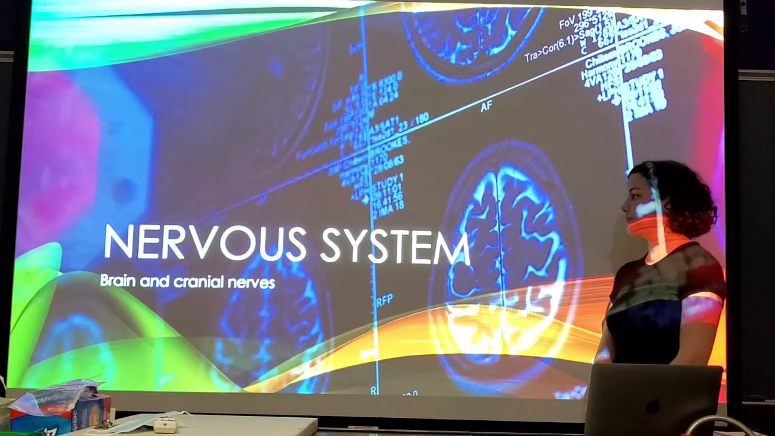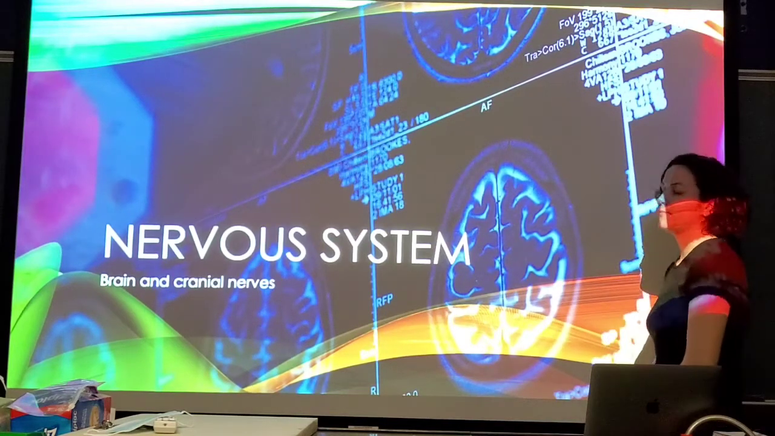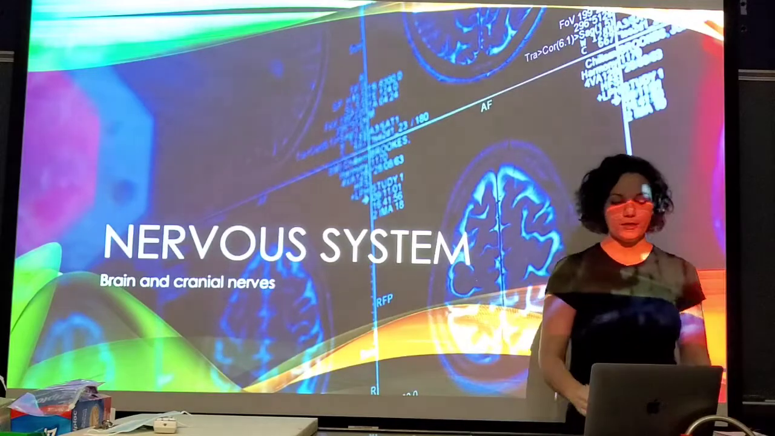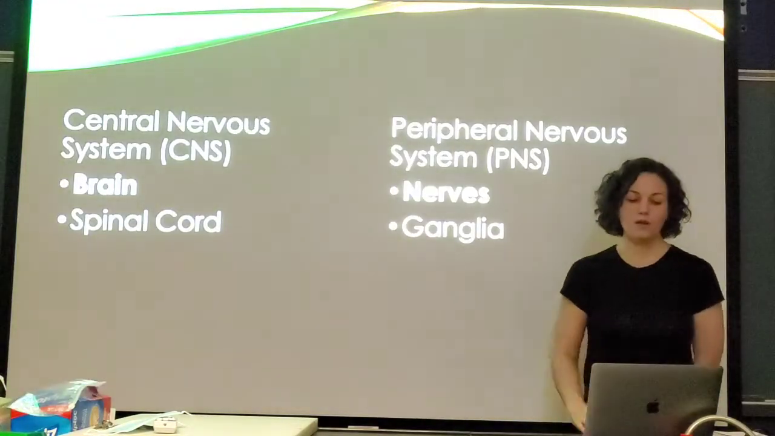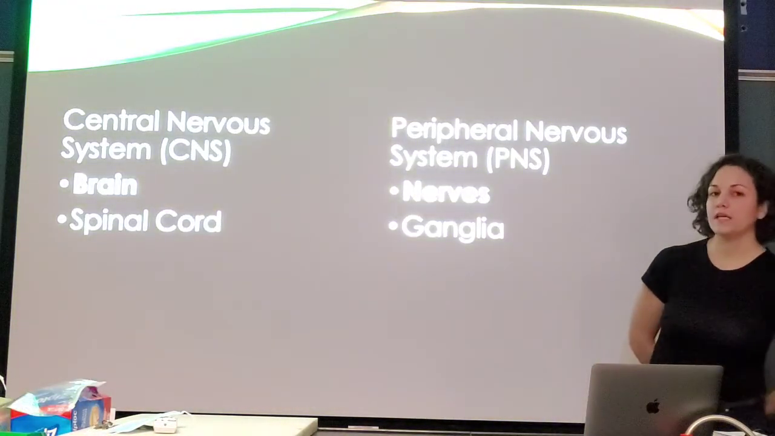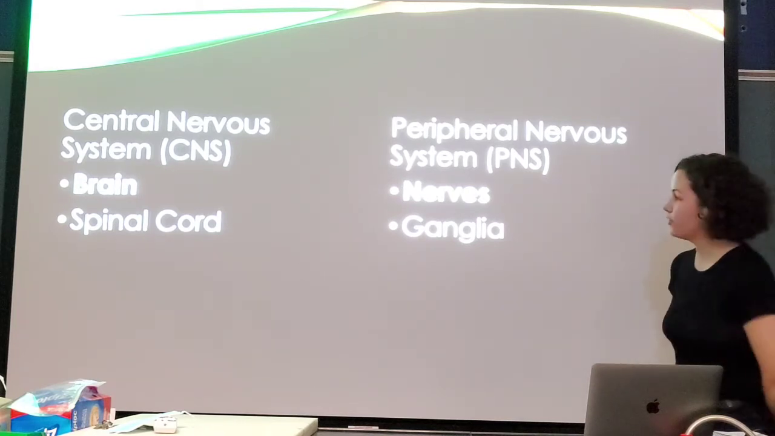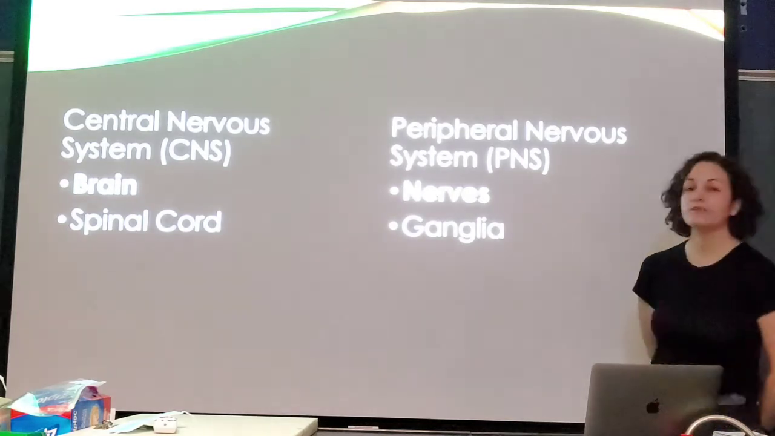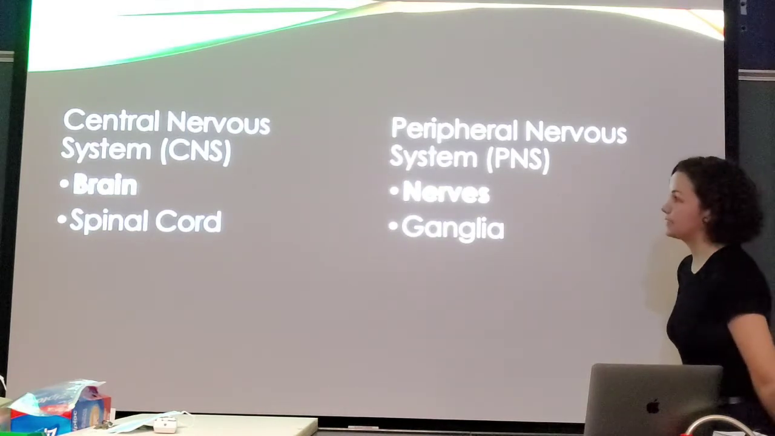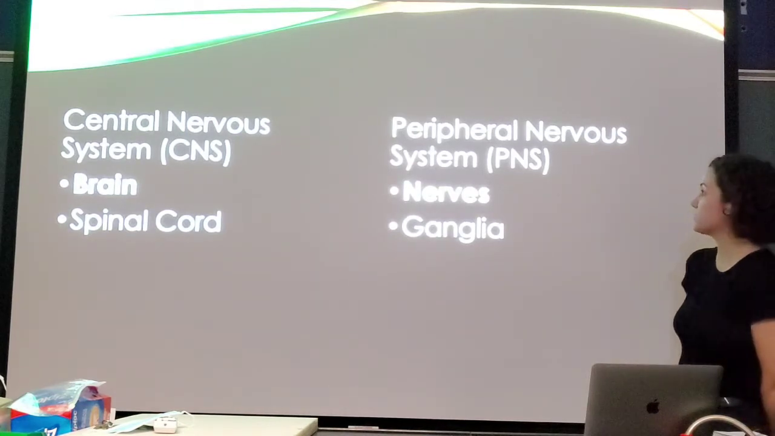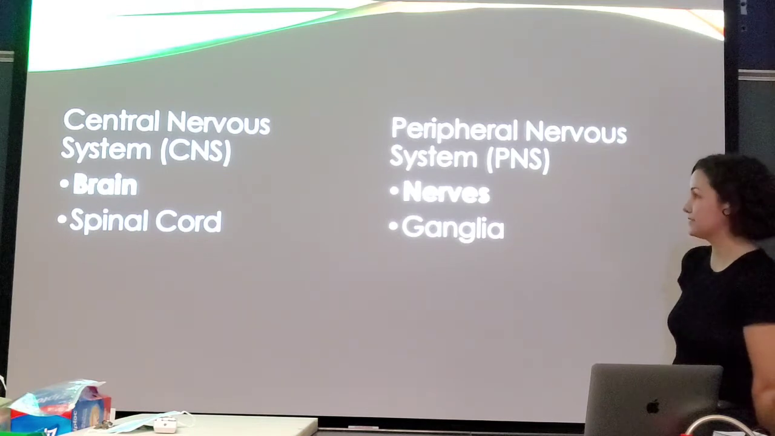Alright, so we are on the nervous system unit. In this video, I'm introducing the brain and cranial nerves. First, I want to make sure everybody understands the difference between the central nervous system and the peripheral nervous system. The central nervous system we abbreviate by saying CNS, and the peripheral nervous system we abbreviate with PNS.